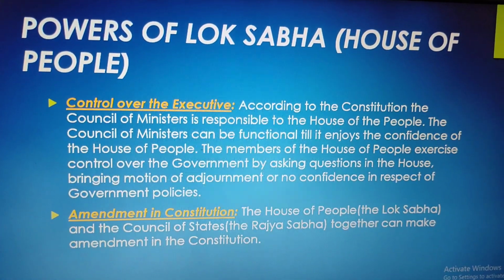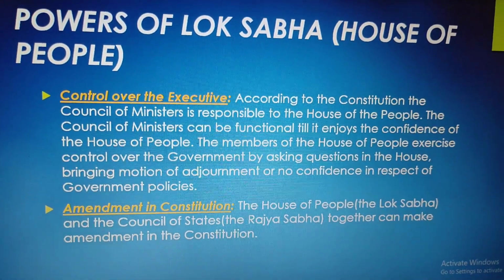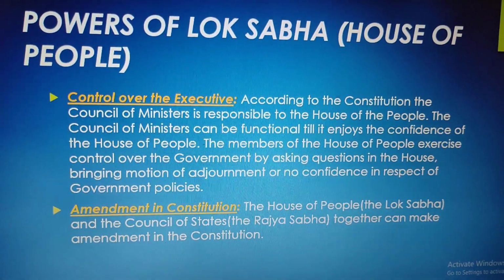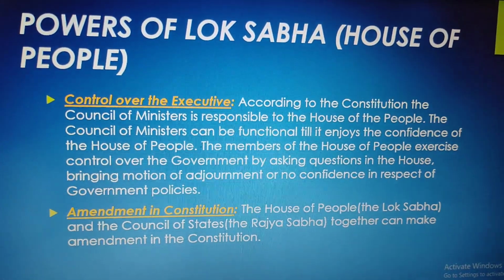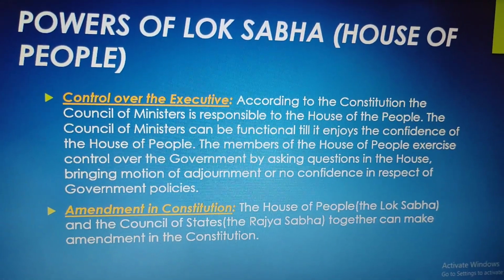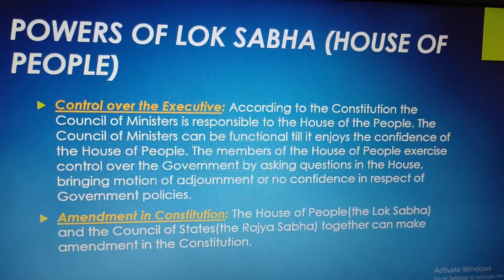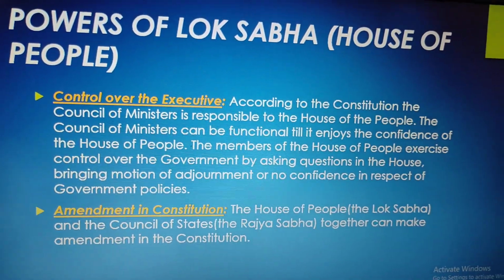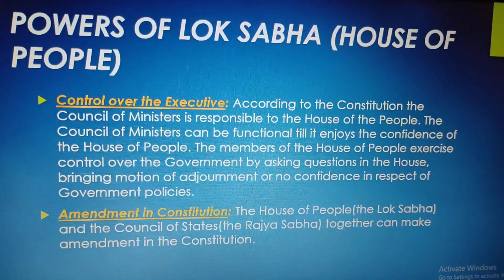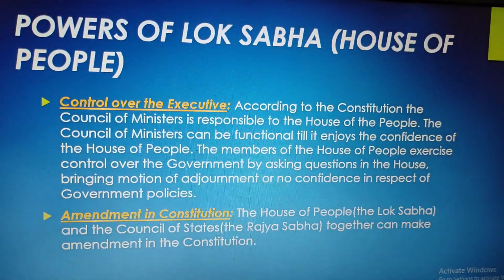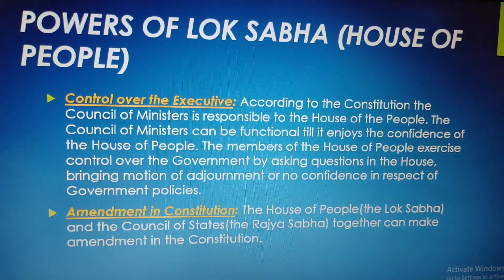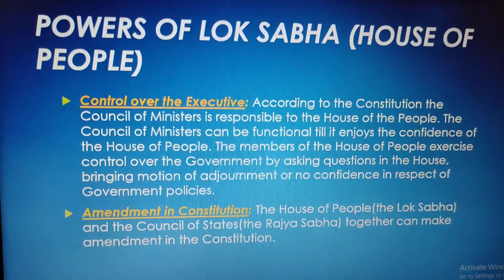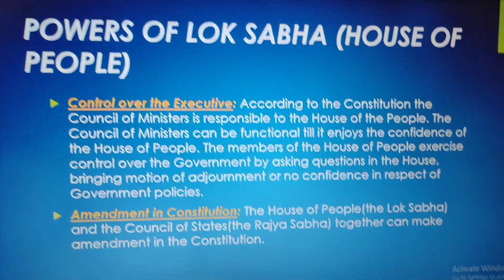Amendment in the Constitution. The House of People and the Council of States together can make an amendment in the Constitution. Yes, a two-thirds vote should come from both the houses of the Parliament. If you have to make any change in the Constitution, if you have to add something or delete something, we'll have to take both the houses of the Parliament in confidence. No single house can alone make an amendment. In this case, both the houses will have to come together and vote.